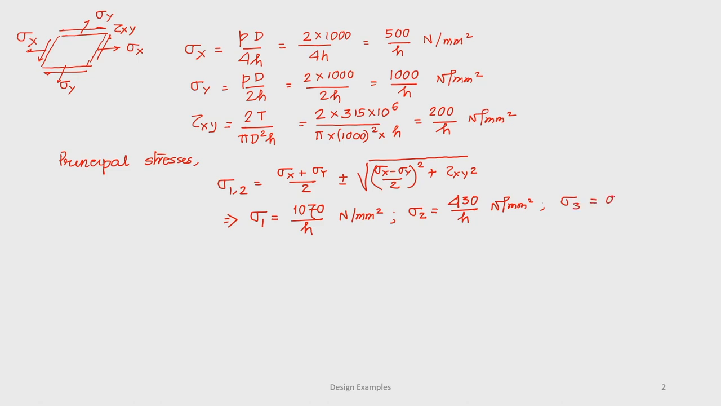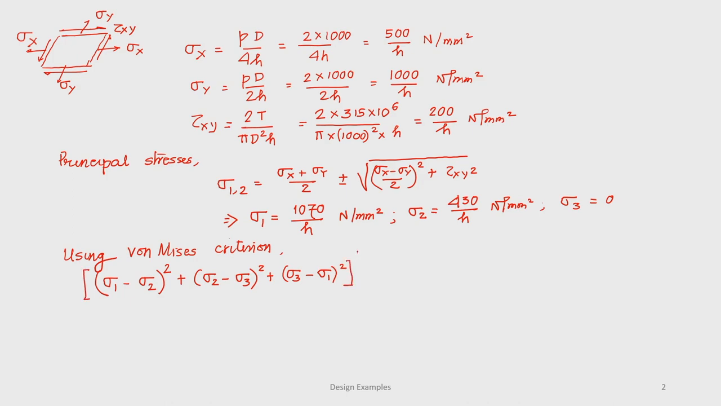so sigma 3 is equal to 0. Now, this cylinder is made of aluminum, a ductile material, therefore we could use the von Mises stress criterion, that means the distortion energy theory. I think we have discussed these things in detail, and you have also studied failure theories for isotropic materials in your undergraduate. Using the von Mises criterion, sigma 1 minus sigma 2 and so on is equal to root 2 sigma y divided by factor of safety.